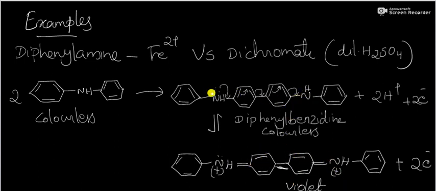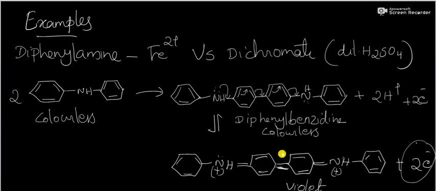This is our quinonoid structure. With the lone pair of electrons lost from this nitrogen, it acquires a positive charge, that is NH+. When the lone pair of electrons is lost, that is 2 electrons lost, here also nitrogen acquires a positive charge, and this is the loss of 2 electrons. Then we get the quinonoid form. Quinonoid form of diphenylbenzidine is violet in color.